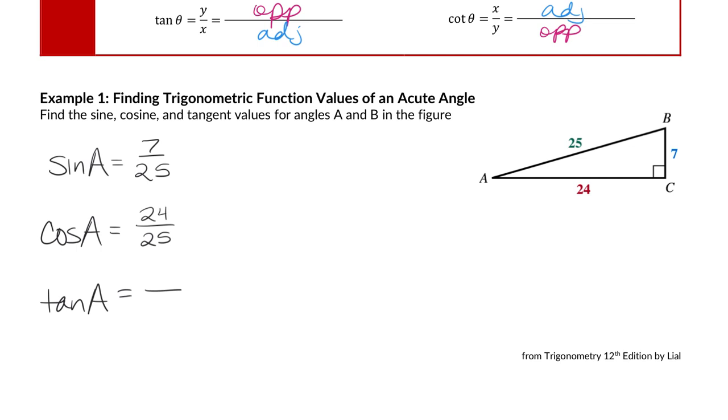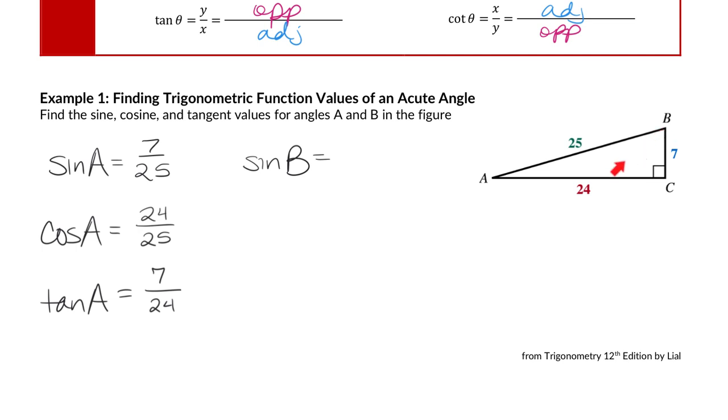What is opposite of A again? 7. And what is adjacent to A? 24. But this question also wants me to find sine, cosine, and tangent for angle B. So now we're going to change the angle within this triangle that we're using as our reference. And if we go back and find the sine of angle B, it changes what is opposite and adjacent.